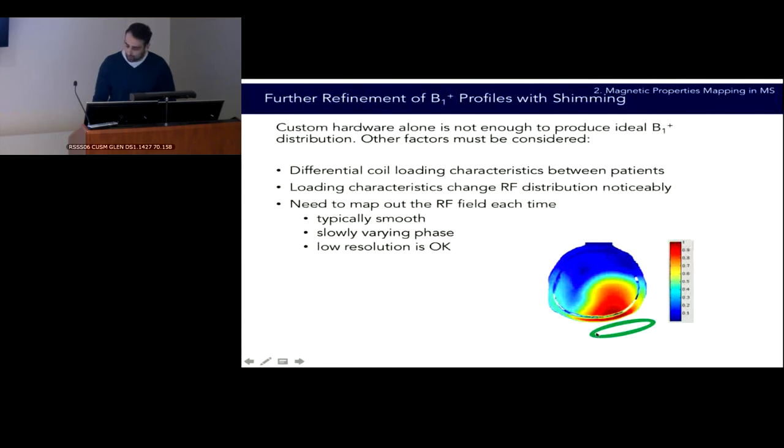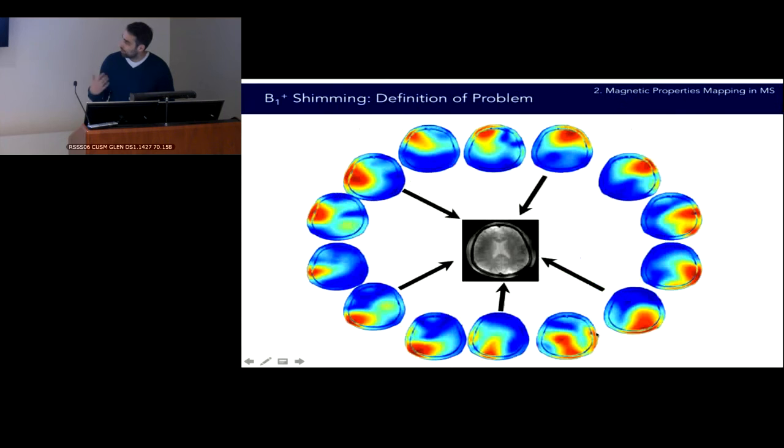So we take an additional step in order to try to homogenize the field, and that's known as B1 shimming. Diagrammatically it's shown here. We have each transmitter, which produces its own transmit field distribution, and we can combine them in an intelligent way to try to produce a more flat image intensity across the brain.